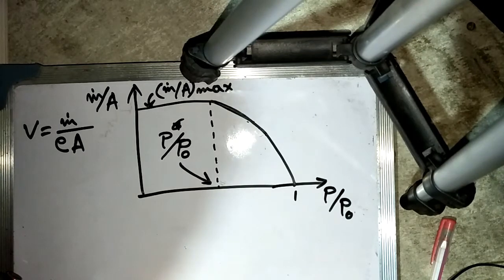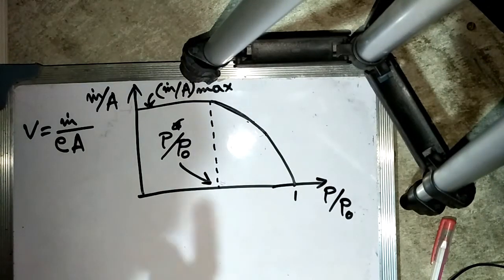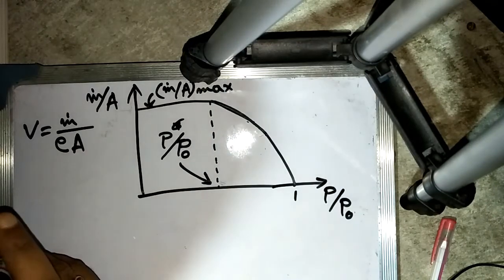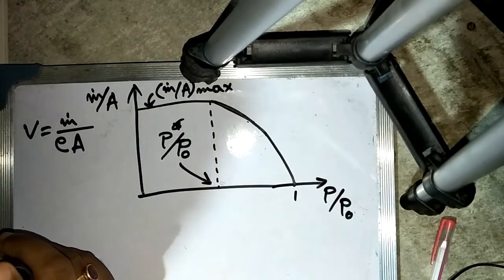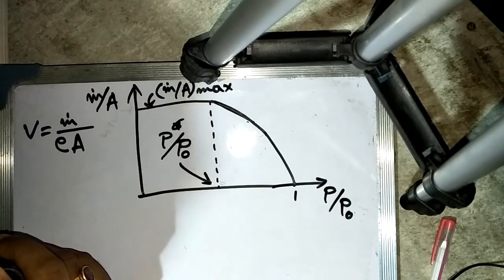The velocity of gas is subsonic before the throat and becomes sonic at the throat, that means M equals 1. After the throat it is supersonic till its exit, provided the exhaust pressure is low enough.